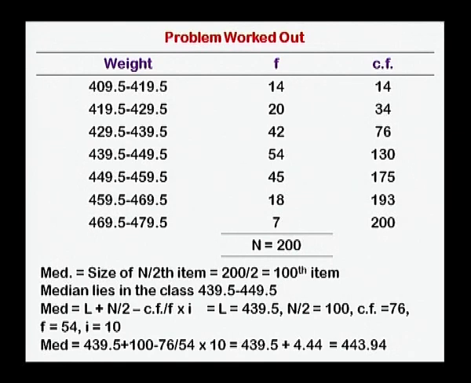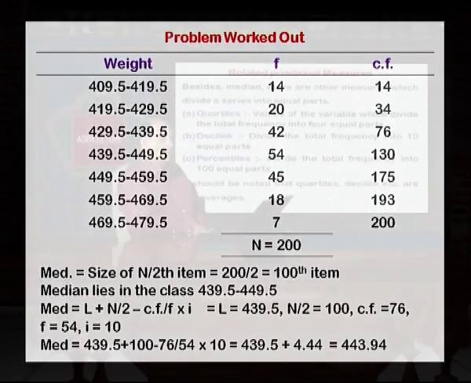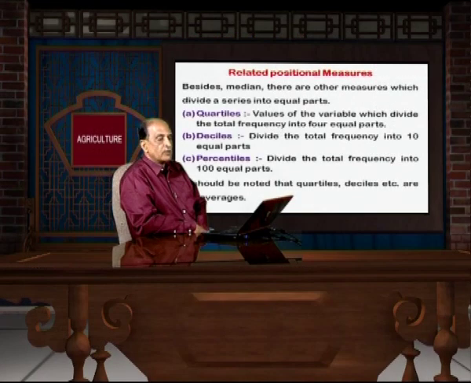Now, we apply the formula in this way. We calculate 439.5 plus 100 minus 76 divided by 54 and multiplied by 10. In this way, we calculate 439.5 plus 4.44, and in this way the median is equal to 443.94. Now, so far we have discussed how to determine the median in respect of individual, discrete and continuous series.